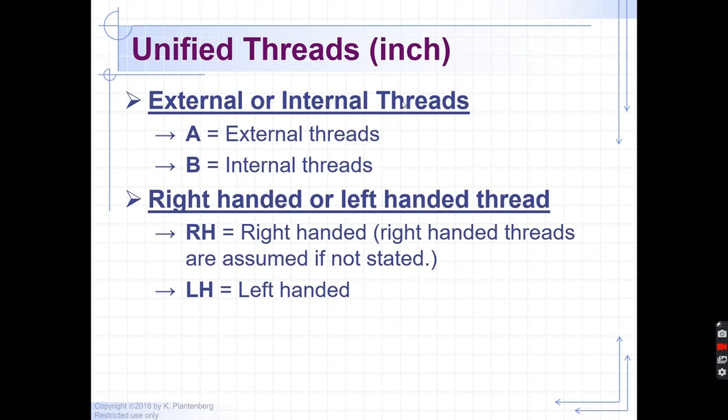Okay, internal or external threads. A is an external thread. B is an internal thread. RH, of course, is right-handed. LH is left-handed. Again, if it's not stated, it is assumed that it is right-handed.